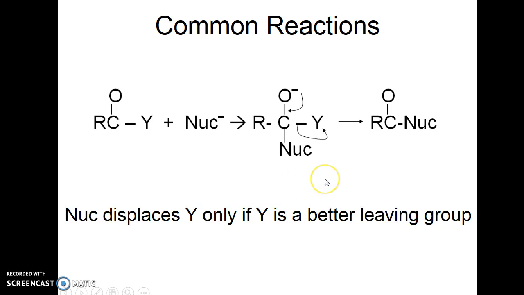Not only is reactivity determined by the leaving group ability, but only if the leaving group Y is a better leaving group than the nucleophile will this reaction go forward. Otherwise, the reaction just goes in reverse if the nucleophile is a better leaving group.